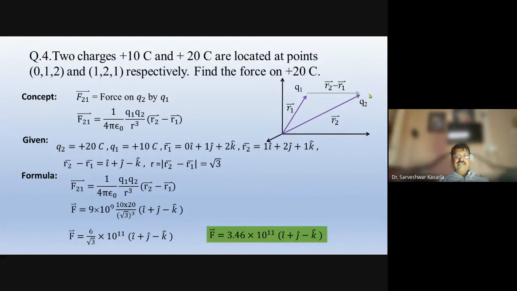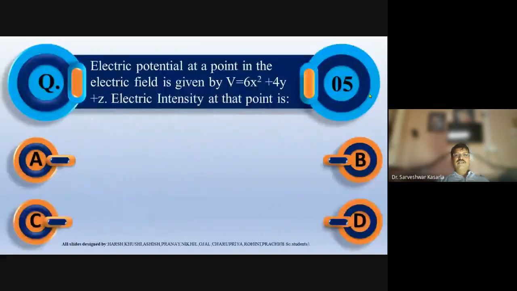As I said, the powers of 10 are to be calculated. We have added the powers of 10: 20 into 10 becomes 2 into 10 to the power 2, and 10 to the power 2 into 10 to the power 9 becomes 10 to the power 11. So let us see the next problem.